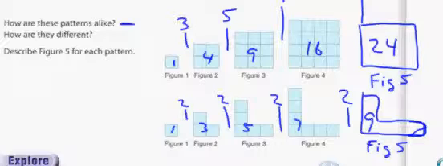However, on the bottom row of figures, it's just the same increase. It's an increase of 2 each time only. So that's how they are the same, and that's how they are different.